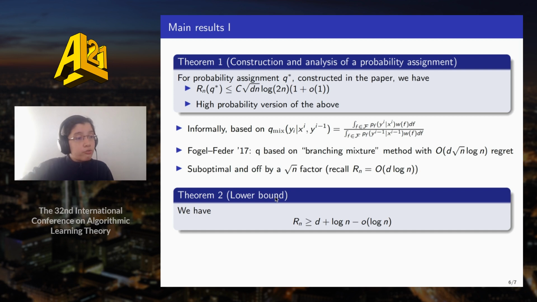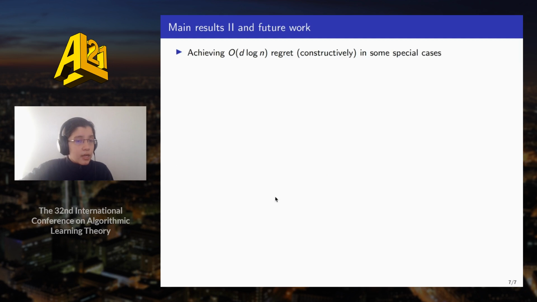So we also provide a d plus log n lower bound, which together with the sequential complexities upper bound shows that log n is the right scaling of R_n for this problem. Also, now since we know log n regret is optimal, then there must be a probability assignment that achieves it. So we tried to constructively achieve it in some simpler special cases, and we were able to do so for the following. So when the class of functions is finite, this class has VC dimension at most log |G|, and we were able to achieve log n regret for this case.